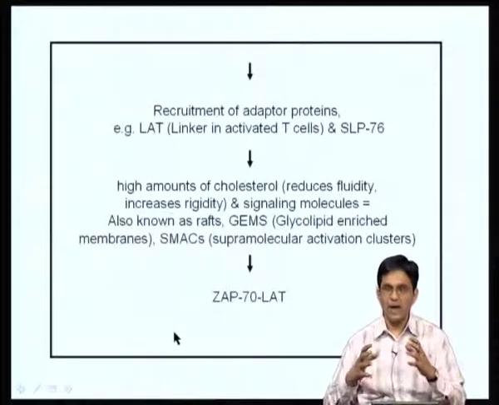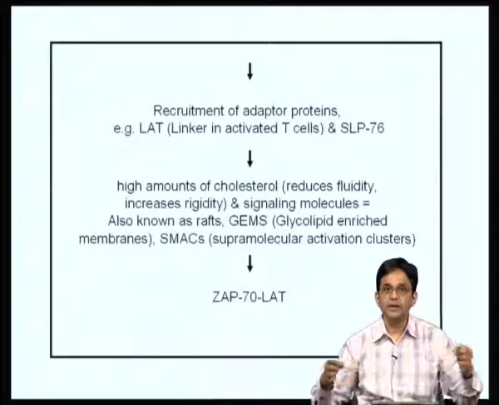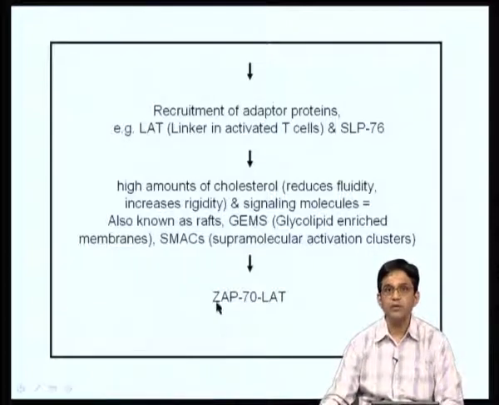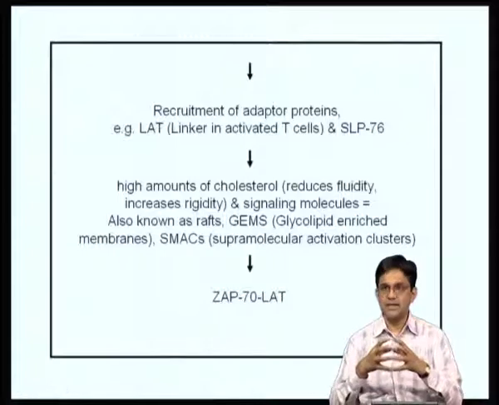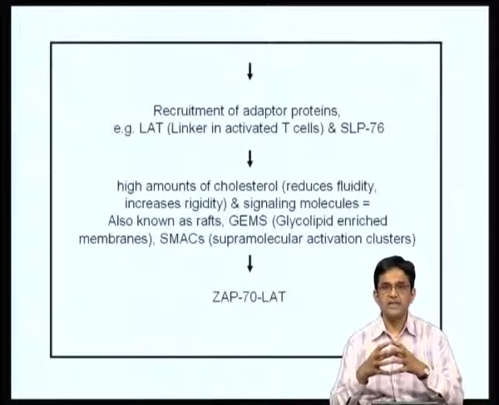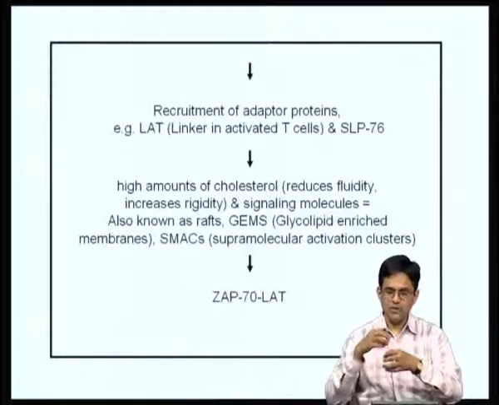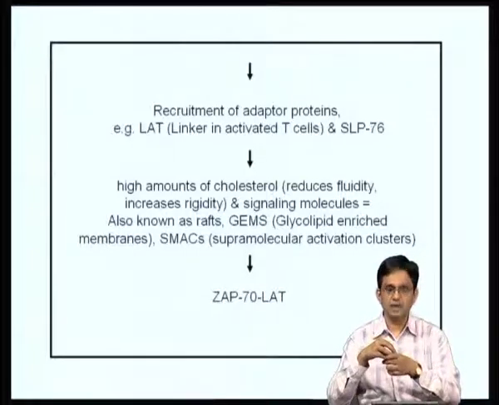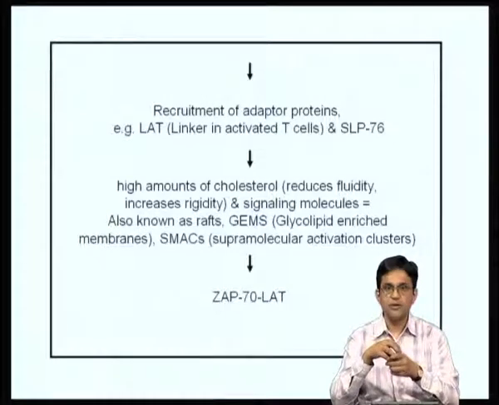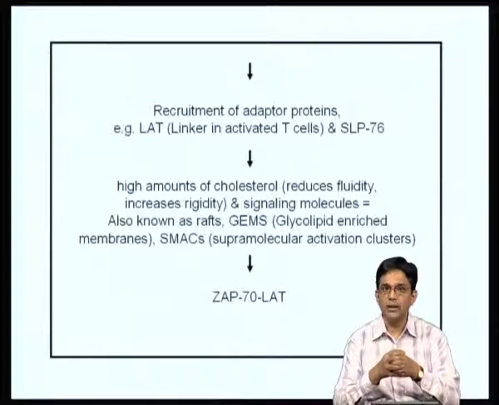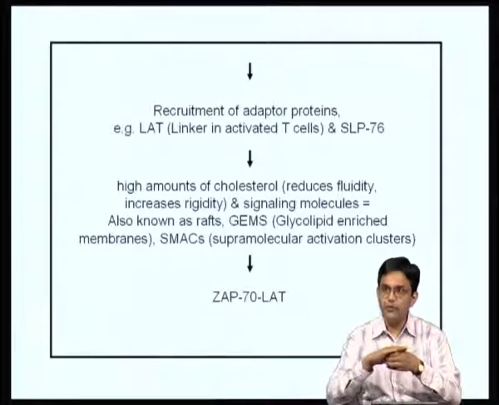So, once ZAP70 is phosphorylated, it recruits other adapter molecules, one important one of which is LAT, which is linker for activation of T cells, and SLP-76. These all accumulate in a particular part of the T cell surface, and this part is known as the supramolecular activation cluster. So, what happens is that here you have the T cell receptor, the CD3 and other activation molecules all present, and there are high amounts of cholesterol here, and so membrane fluidity is reduced.